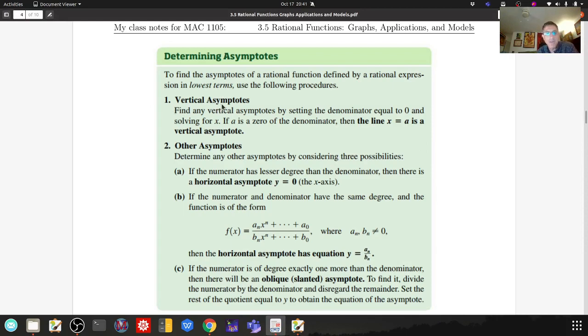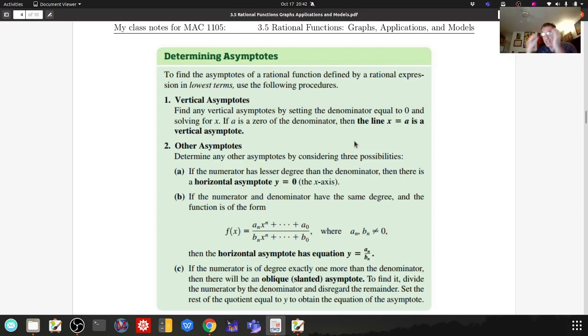To find any vertical asymptote, we set the denominator equal to 0 and solve for x. If the denominator is a constant function, like 2 or 10, there's nothing to do. There are no vertical asymptotes. But if the denominator is a non-constant polynomial, then we set that polynomial equal to 0 and solve for x. The only way we can do that right now is to factor the polynomial if it's not already factored, and solve for x.